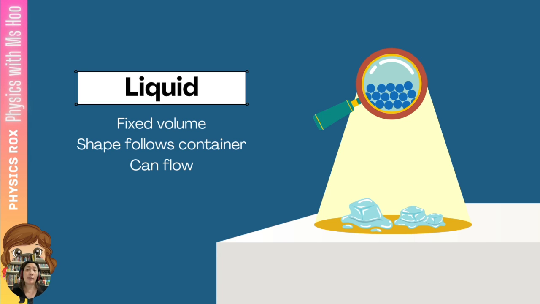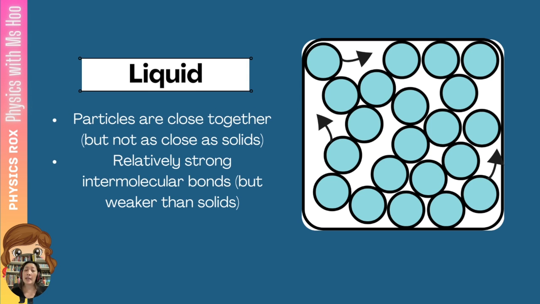These properties can also be explained based on the particle arrangement of liquids. In the case of liquids, the particles are close together, but not as close as solids. You'll find that the intermolecular bonds are still relatively strong, but they are considerably weaker compared to solids. The relatively strong intermolecular bonds explain why liquids have a fixed volume. But they're weaker, which means that the particles can't stay together. They're close, but they can still kind of slide around one another. That's why the shape is not fixed, and that's why liquids can flow.